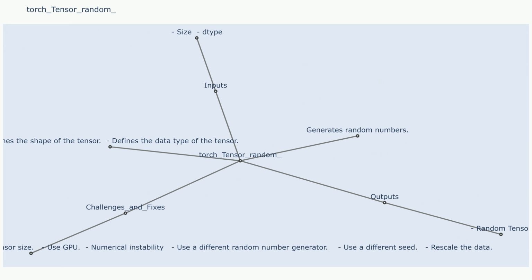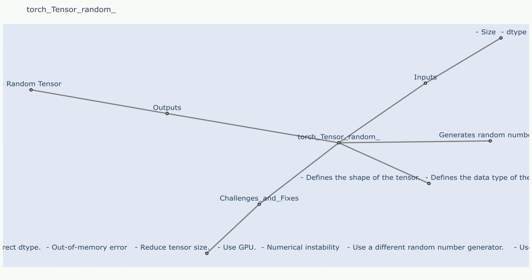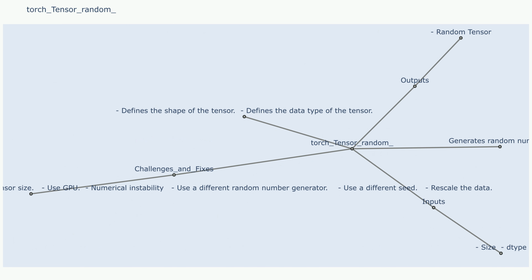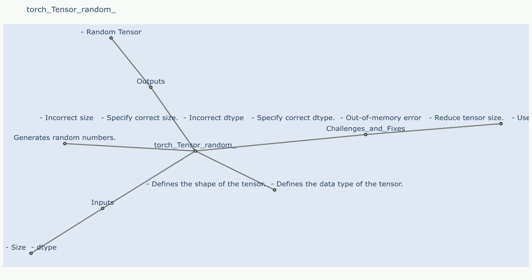Challenge 1. Overwriting existing tensor data. Sample use case: when you have a tensor that already contains important data, calling random_ on it will overwrite that data with random values. Fixes. Use torch.rand to create a new tensor with random values instead of modifying an existing one. Create a copy of the tensor using tensor.clone before applying random_ to avoid modifying the original data.